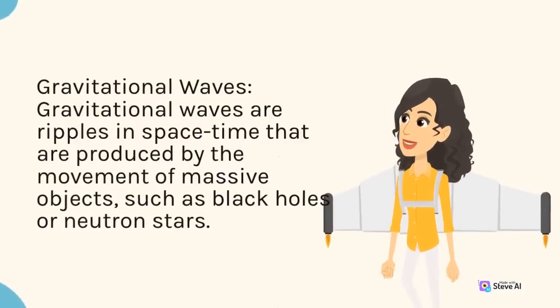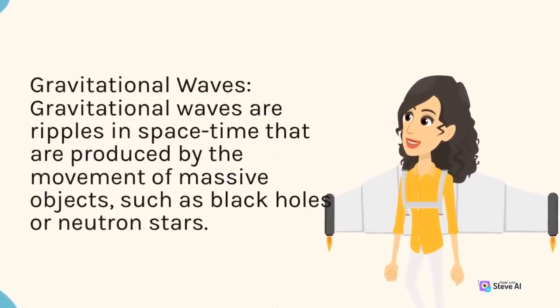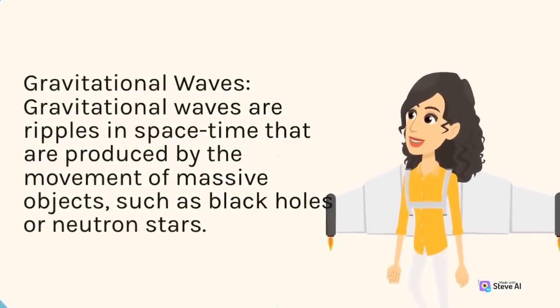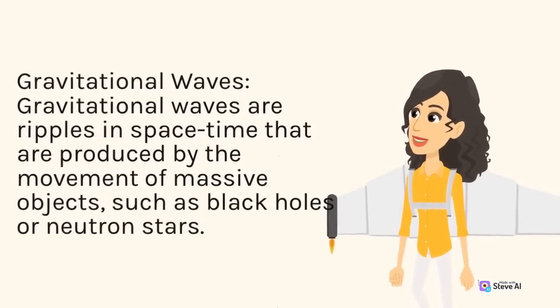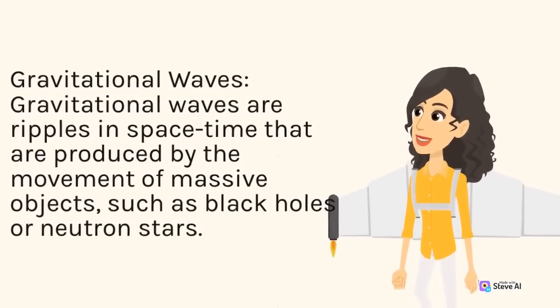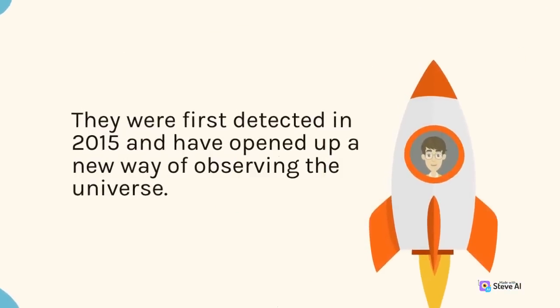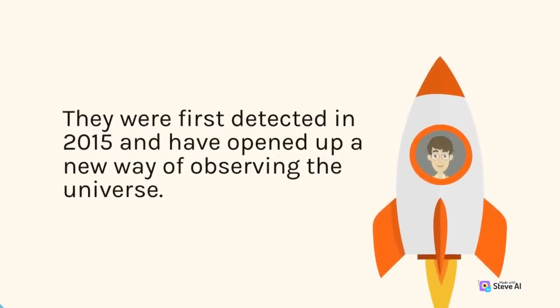Gravitational waves. Gravitational waves are ripples in spacetime that are produced by the movement of massive objects, such as black holes or neutron stars. They were first detected in 2015 and have opened up a new way of observing the universe.